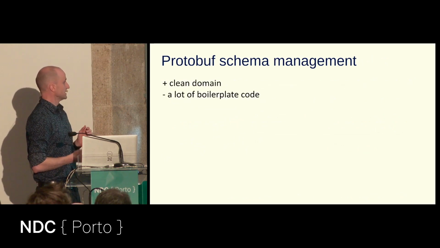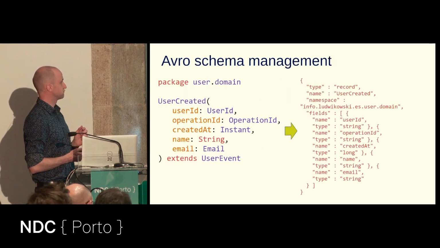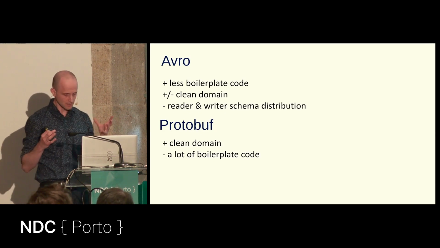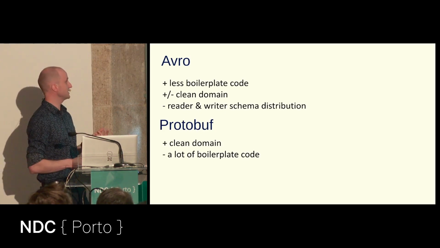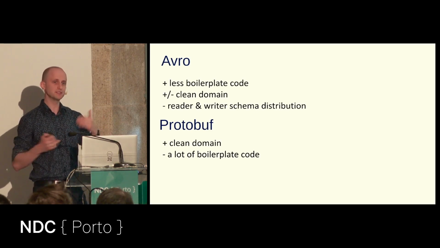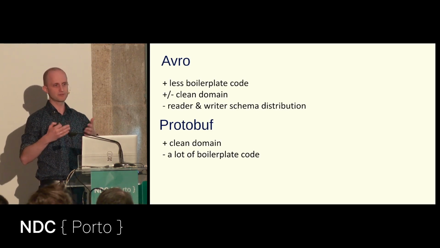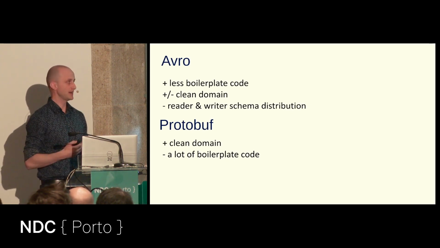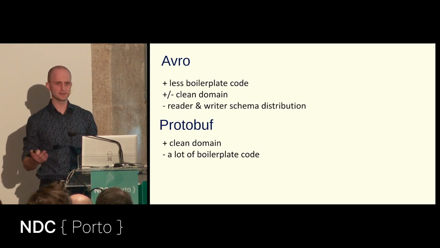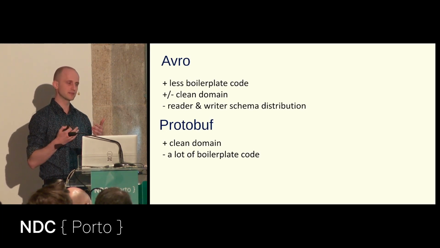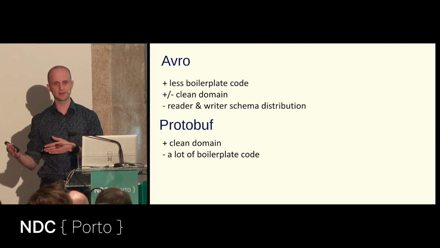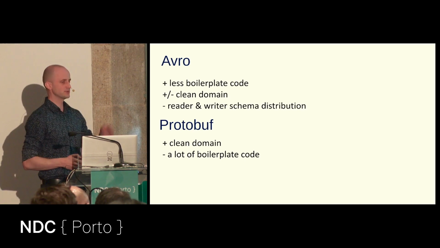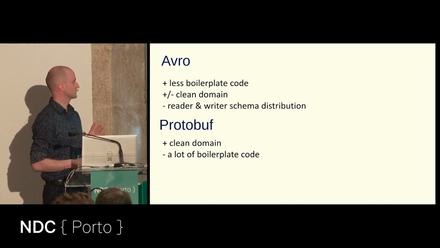So what's the difference? The difference is in schema management. In case of Avro, it's possible to generate the Avro schema based on your code base. So the code is first. It's very convenient. You will create definitely less boilerplate code, but at the same time, Avro can pollute your domain code with some Avro specific add-ons. And also read and writer schema distribution is painful, but let's not discuss it right now.